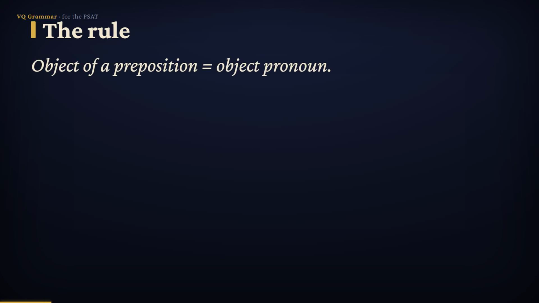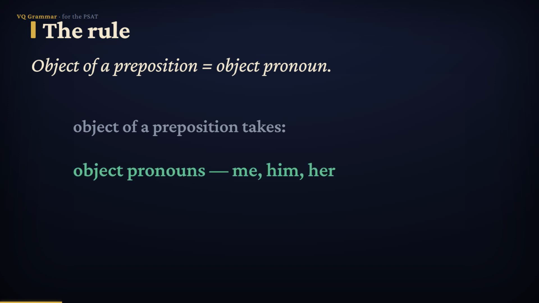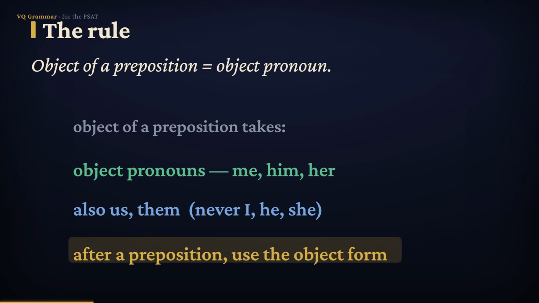When a pronoun is the object of a preposition, you must use an object pronoun. The object pronouns are me, you, him, her, it, us, and them. You never use a subject pronoun like I, he, she, we, or they as the object of a preposition. So after a preposition, always reach for the object form.